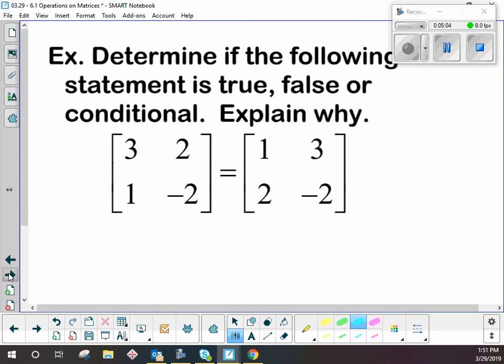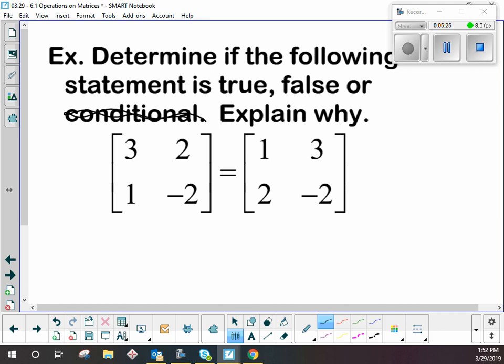All right, so we have here two matrices. And all we want to do is determine if the following statement is true. By statement it means this thing. That equal sign makes it a statement. This is equal to that. We want to know if it's true, false, or conditional. By the way, it's not conditional. I'll talk about this in just a second. We're going to talk about it on the next one.